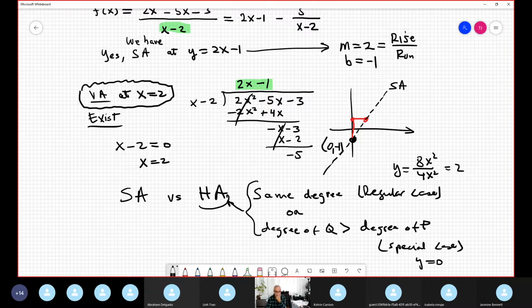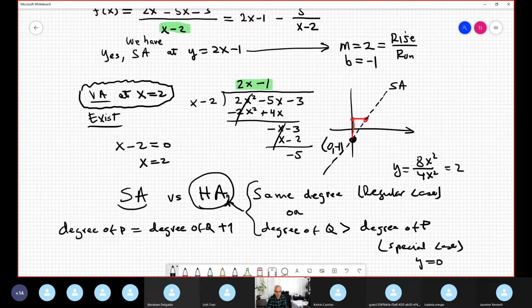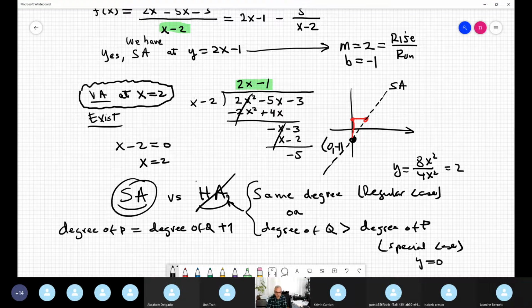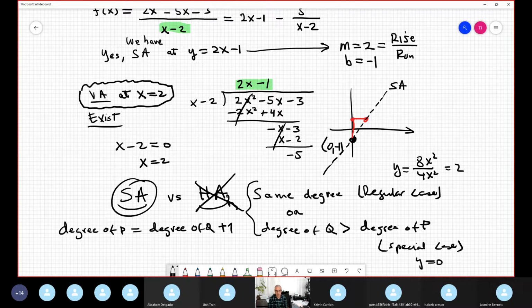And slant is when the degree of P is bigger than, I put it equal, degree of Q plus 1. So these concepts are completely mutually exclusive. If we have horizontal, definitely we have no slant. And if we have slant, we have no horizontal. But both is impossible. Clear? Clear? Yes.